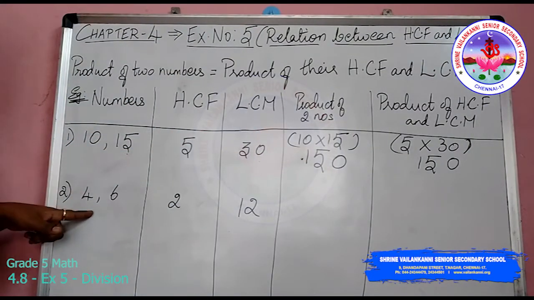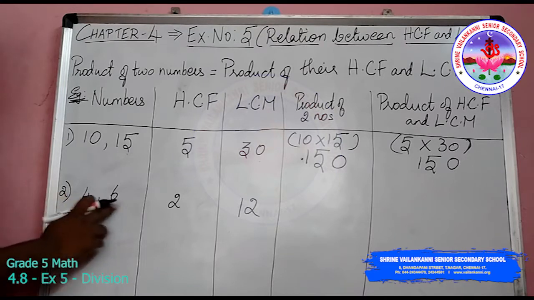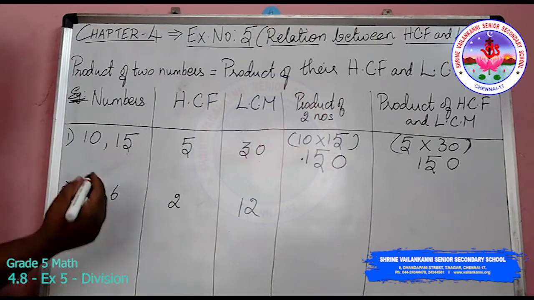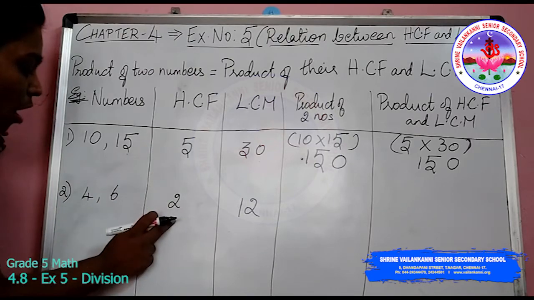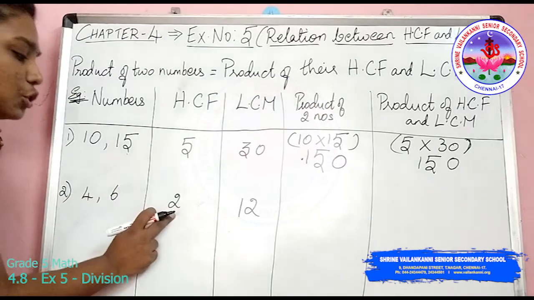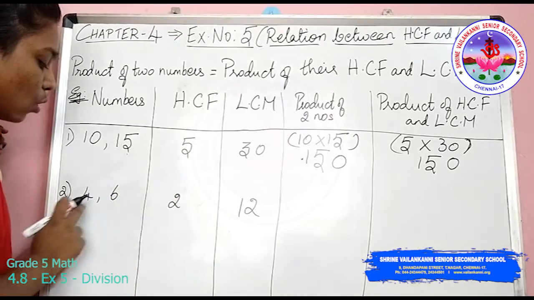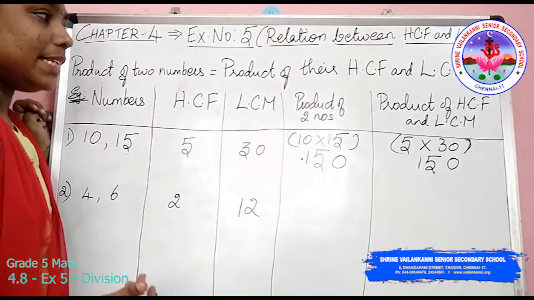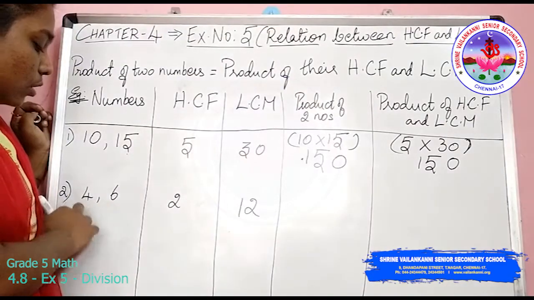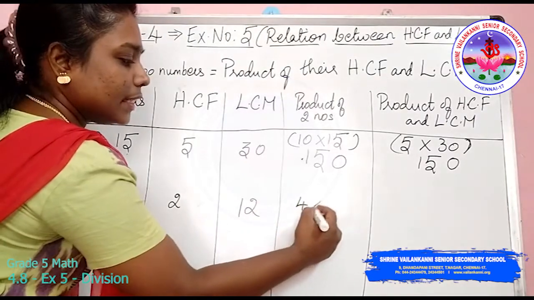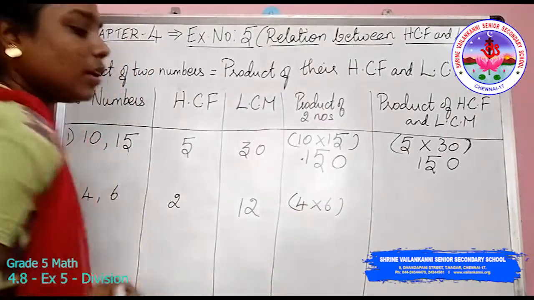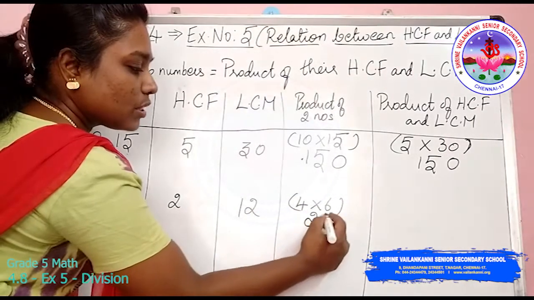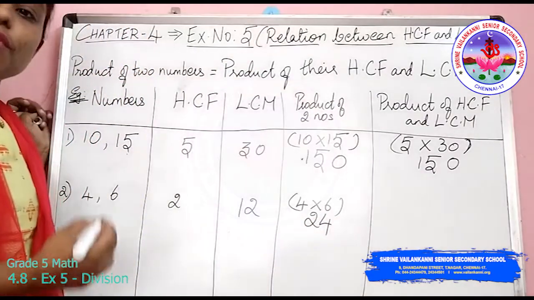Here I am going to show you another sum, 4 and 6. This 4 is the first number and this 6 is the second number. The HCF of both numbers is 2. The LCM of 4 and 6 is 12. So what do you get after multiplying, the product of two numbers? 4 into 6. If you multiply both given numbers, you get 24. 6 fours are 24.